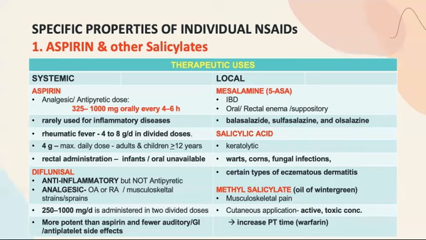The keratolytic action of free salicylic acid is employed for the local treatment of warts, corns, fungal infections, and certain types of eczematous dermatitis. Methyl salicylate or oil of wintergreen is a common ingredient of ointments and deep heating liniments used in the management of musculoskeletal pain. The cutaneous application of this can result in active and even toxic systemic salicylate concentrations, especially in children, and can increase prothrombin time in patients receiving warfarin.